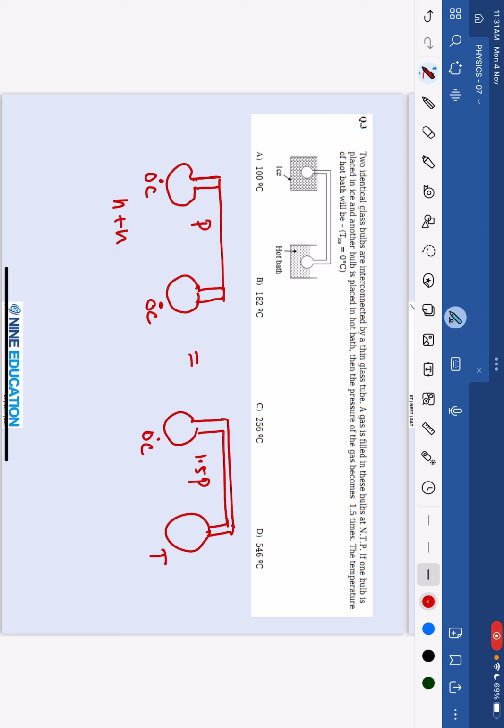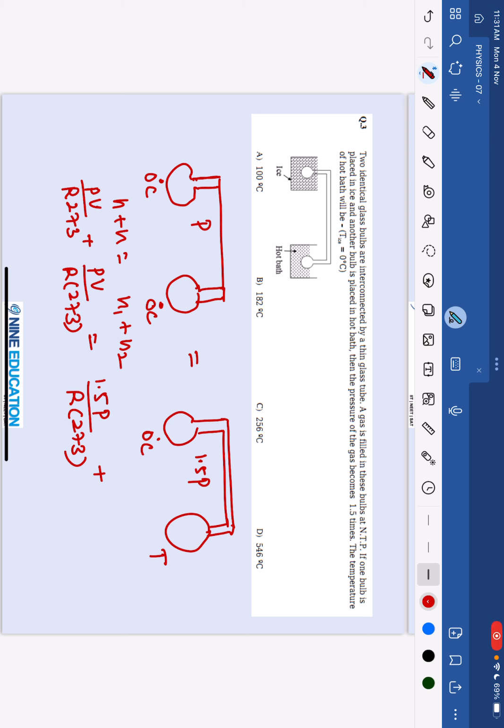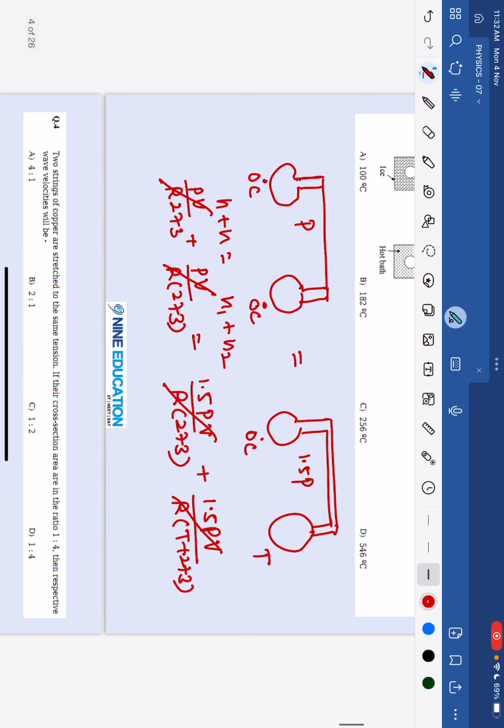So can I say this will be n1 plus n2? What would n be here? It would be PV by R times 273, that is the temperature. This will be PV by R times 273, that is the temperature. Here it is going to become 1.5 P V by R times 273, because it is at 0 degrees Celsius, plus 1.5 P, sorry, V here also, and here we are going to have T plus 273, correct? So we can cancel out PV by R everywhere. Here I'll be having 2 by 273 and 1.5 by 273.